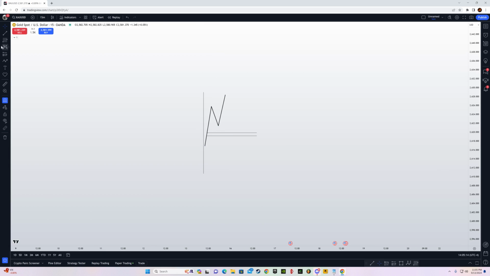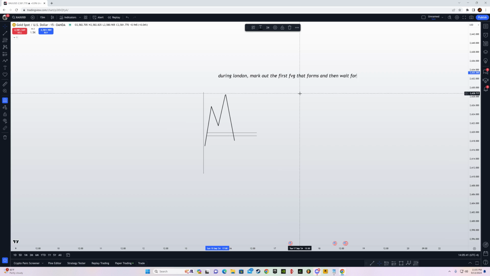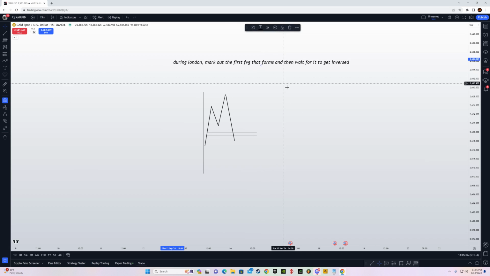All right. So all I'm actually waiting for is for the price to inverse it. And what I mean by this is I want the price to close below it. Okay. So the entire strategy is basically this is how it goes. So during London, mark out the first FVG that forms and then wait for it to get inversed. All right. So remember this.